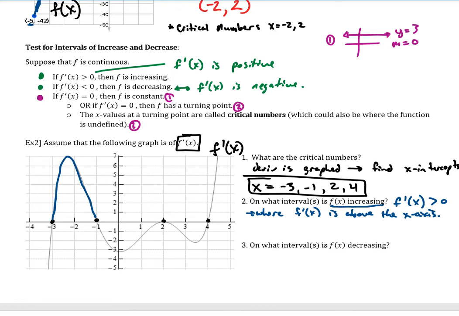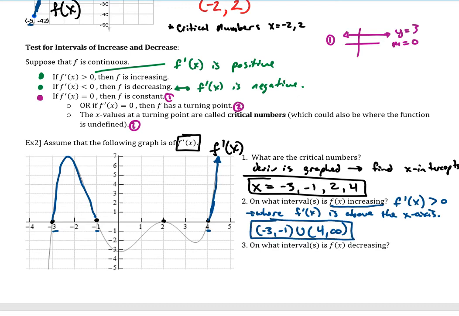And again, it's our x-coordinates that are important, so it will be from -3 to -1 with parentheses. And then anywhere else it's above the x-axis looks like it's from 4. And we'll assume it keeps going up forever, so there's no solid dot or anything. So from 4 to infinity. And again, it's the x-coordinates that are important. Okay, so that's the difference here.